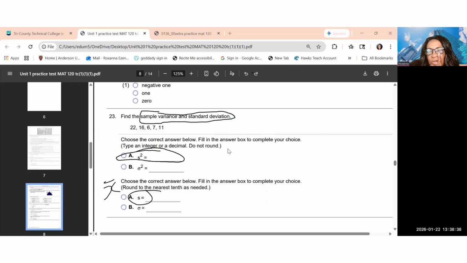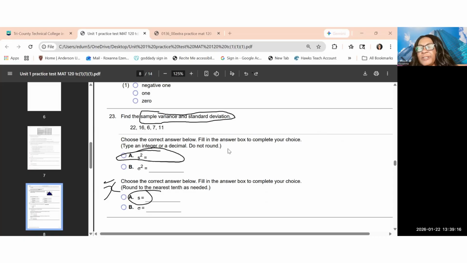The question says find the sample variance and sample standard deviation. So I'll go back to Start again, Calculate, One-Var Stats. My data is in L1, and I'm doing one variable stats of this data. It's not grouped data. The data is raw data. So I'm going to calculate. The mean is 12.4, even though I'm not asked to find the mean.